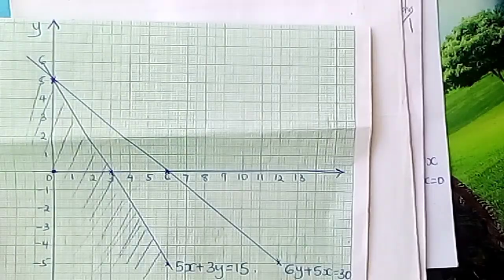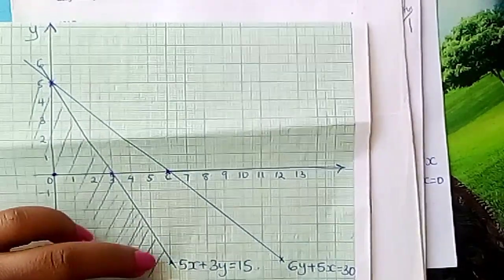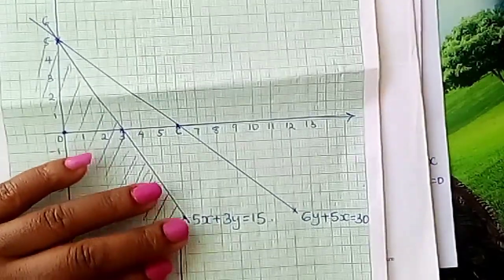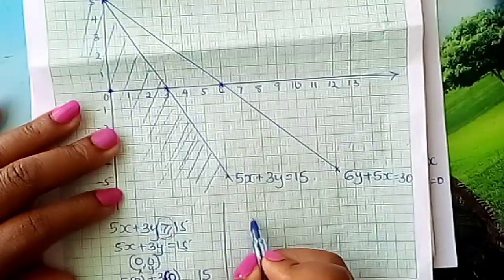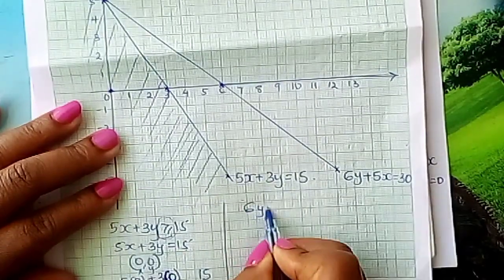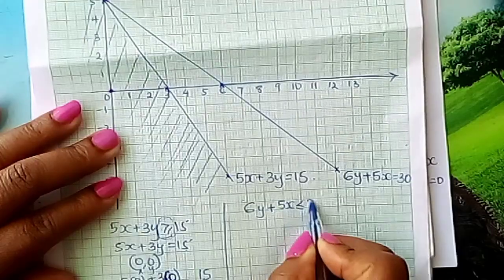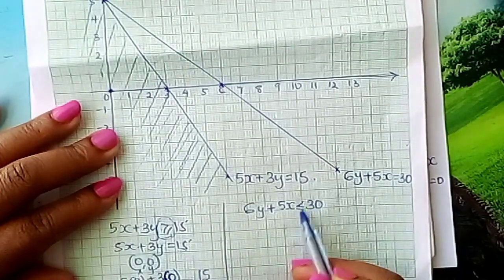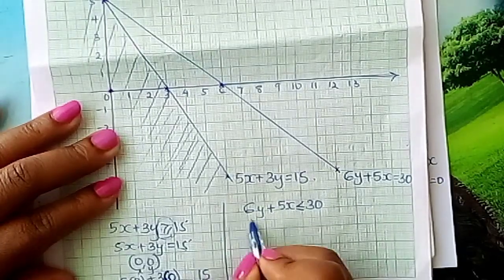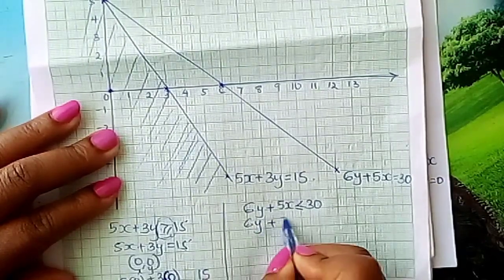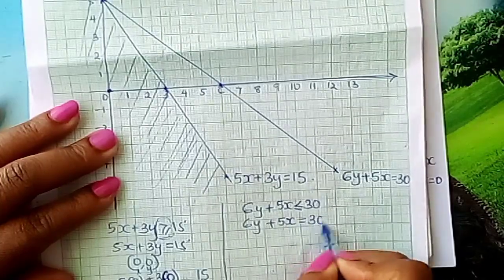From there again, where do we shade? Come and write your inequality. Your inequality is 6y plus 5x less than 30. It was that. This is what we want, less than or equal to 30. You come and write your equation. There we are.